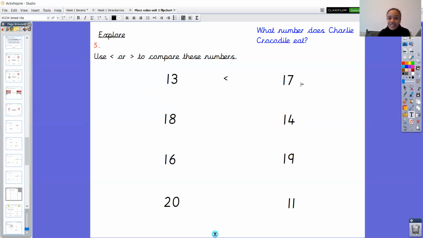Right, we're on to the next one now. 18 and 14, which is the biggest number out of 18 and 14? 18 is the biggest number, so I'm going to put my sign in the middle. The biggest part is facing the number 18 because it's the biggest number.